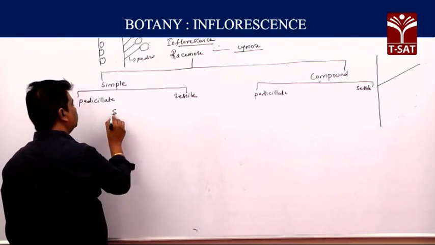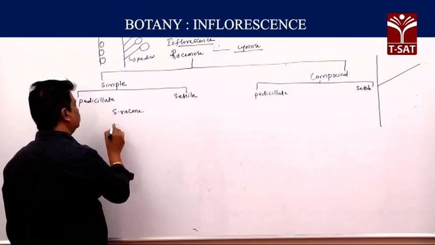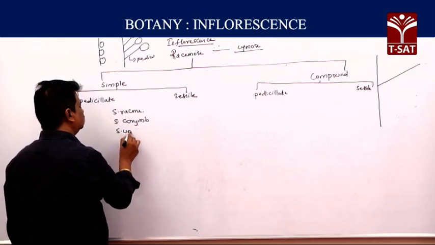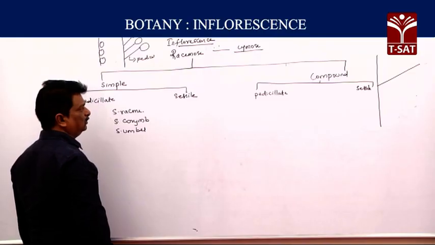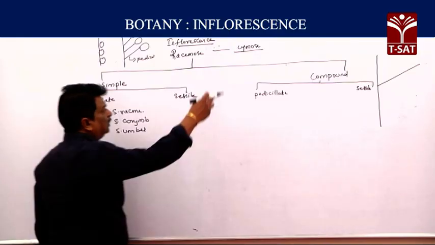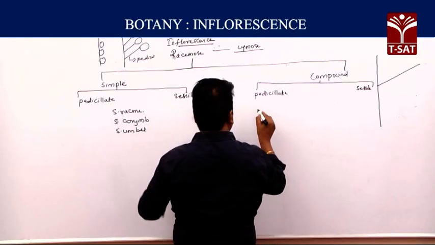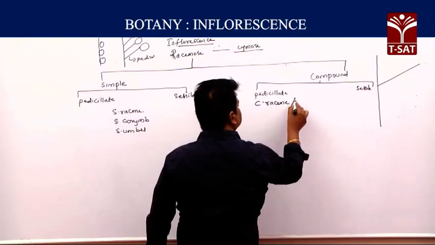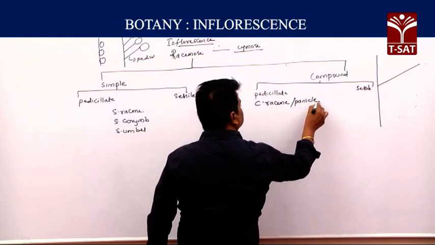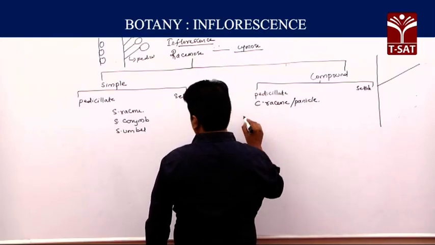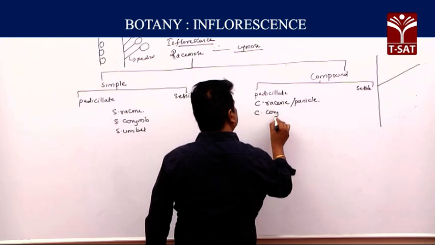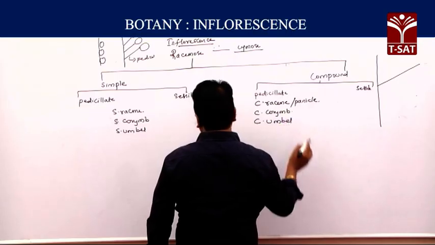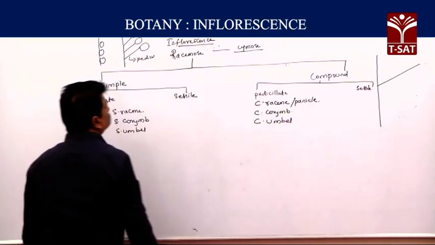Under racemose simple pedicellate, the first is simple raceme, the second is simple corymb, and the third is simple umbel. Under racemose compound pedicellate, there is the compound raceme, also called panicle, then the compound corymb, and the compound umbel.